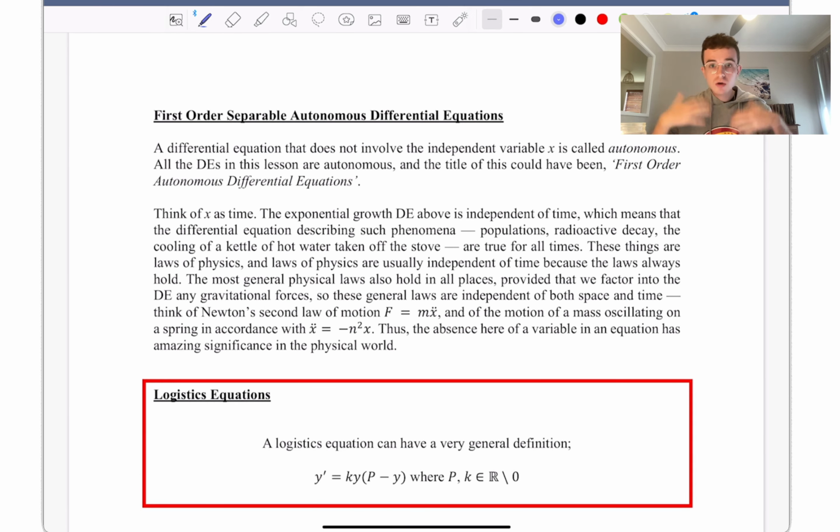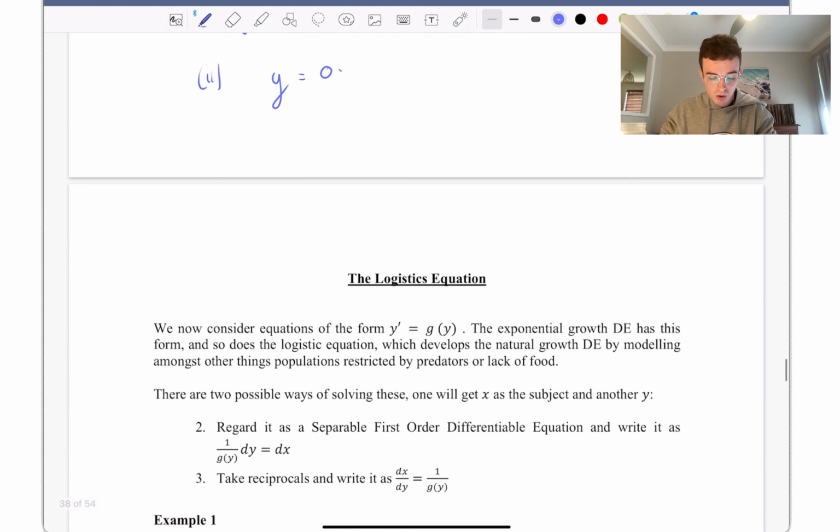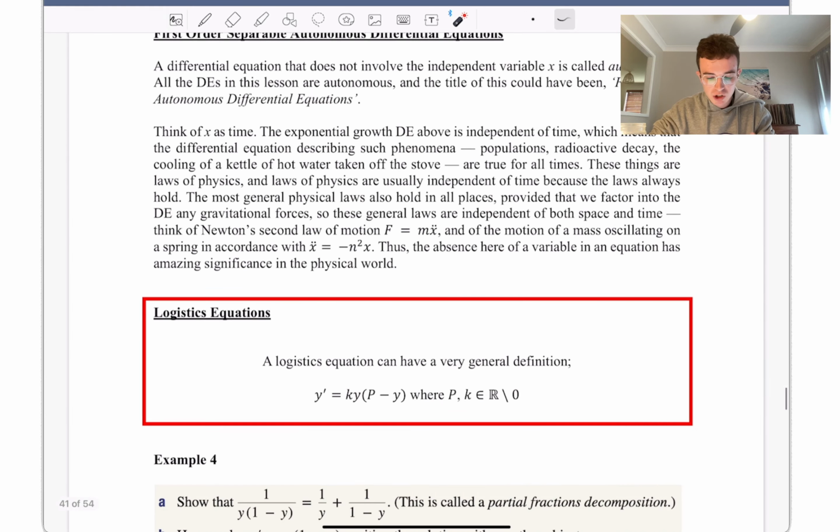First order separable autonomous differential equations. A differential equation that does not involve a variable of x is an autonomous differential equation. So really this video could be called first order autonomous differential equations. What I mean by that is that in our logistics equation, it's g of y times 1, not times f of x. So we would call that an autonomous differential equation. What we mean by that is that the variable is autonomous of x.